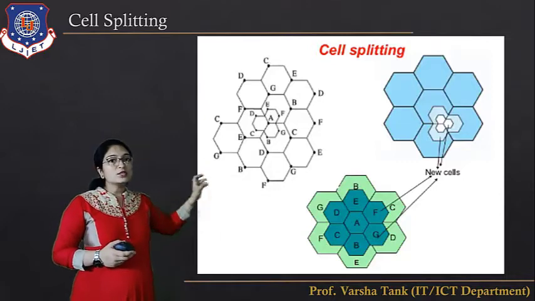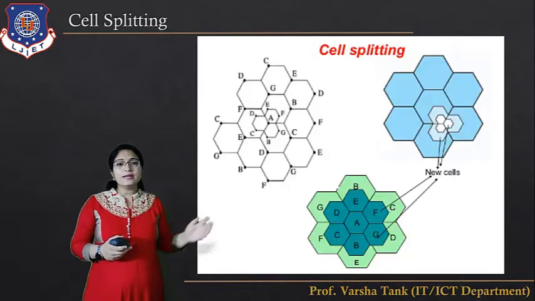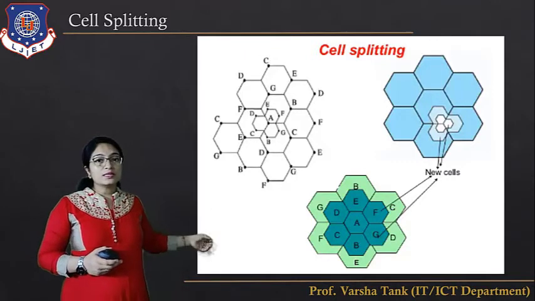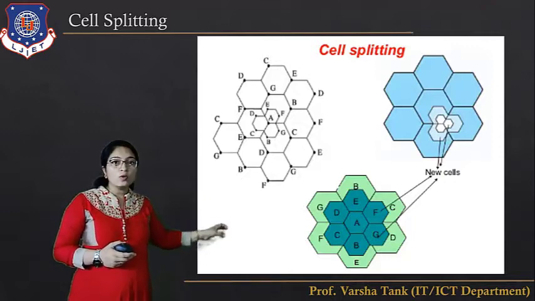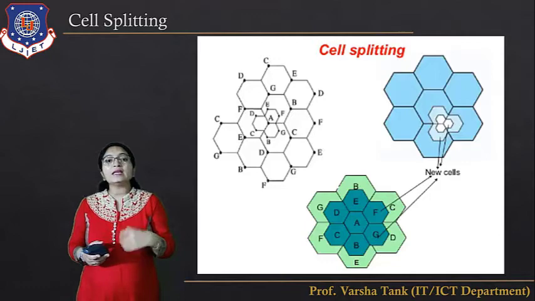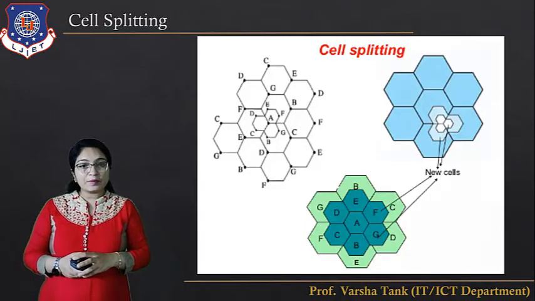Newer cells are generated by splitting the cells. You can split a cell by reducing its radius. Here you can see how all the cells are divided into smaller cells in this way, and this is what we call cell splitting.